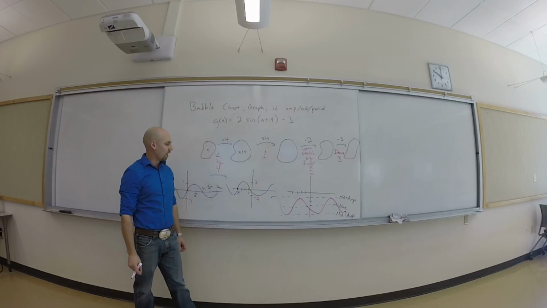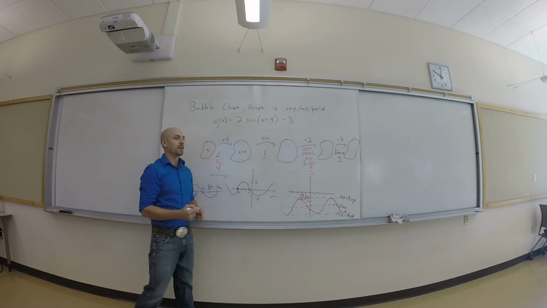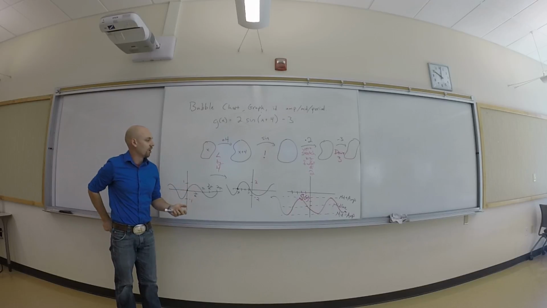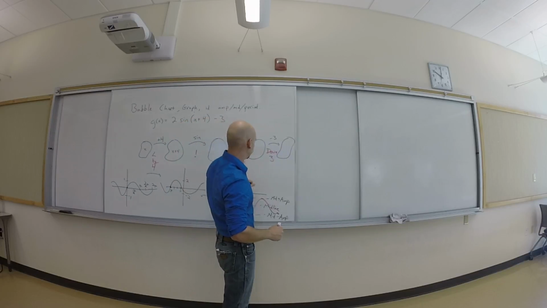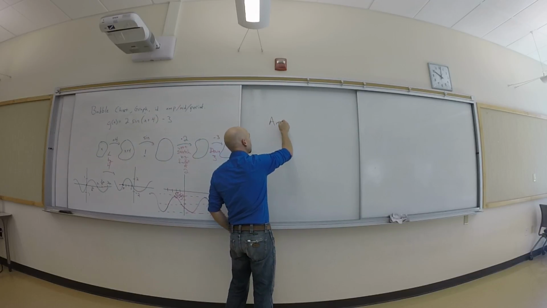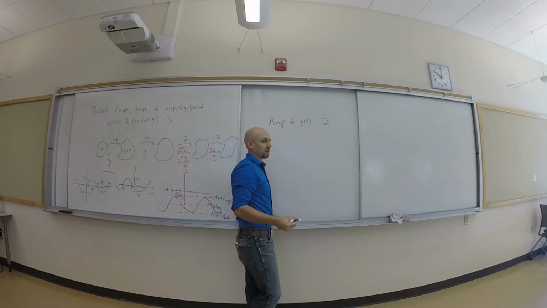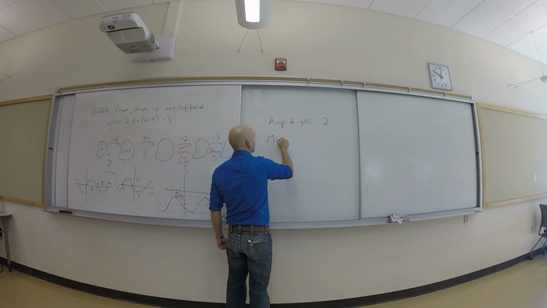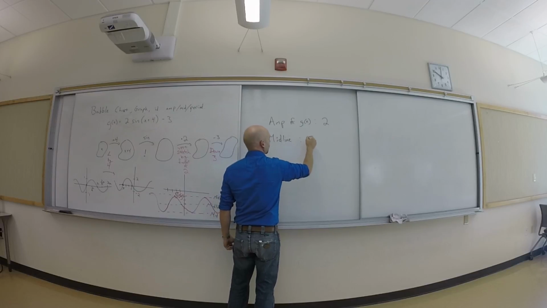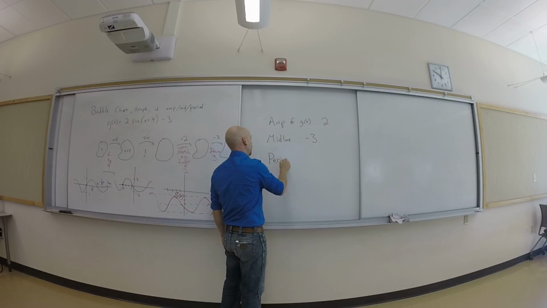So that thing is what? 2 sine of x plus 4 minus 3. Good. That thing's g. And in the process of doing this, I actually figured out all the other stuff. So what was the answer to amplitude, midline, and period? Amplitude of g? Good. Is 2. The midline is -3. And the period is 2 pi.